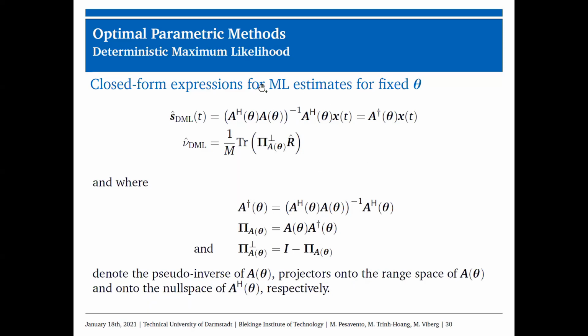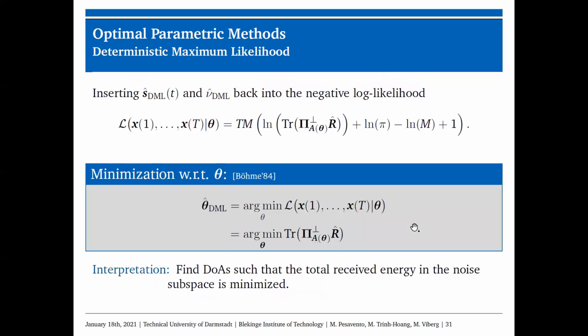So plugging these explicit estimates back into the likelihood function gives us this concentrated negative log likelihood function. Therefore, the DOA estimates can be computed like this by minimizing this quantity. The criterion function has a nice geometric interpretation.